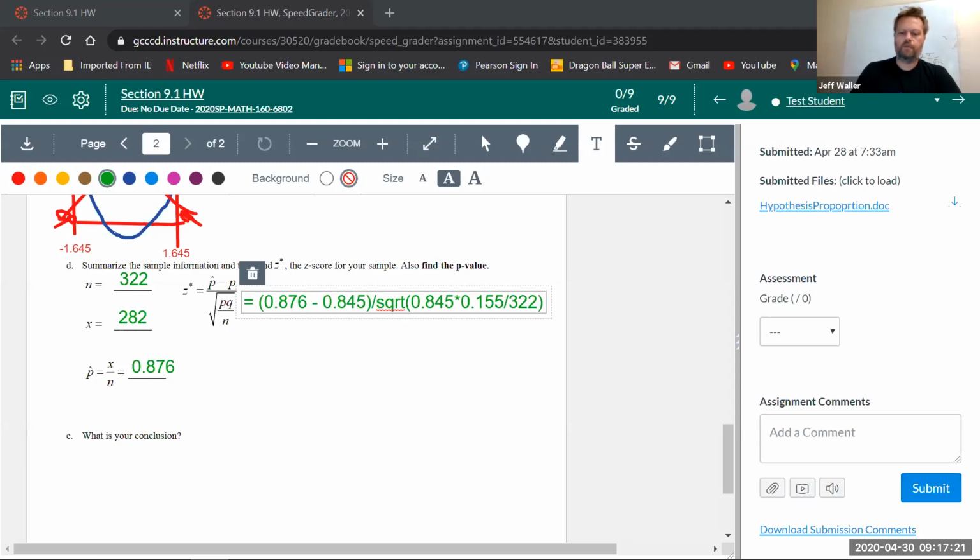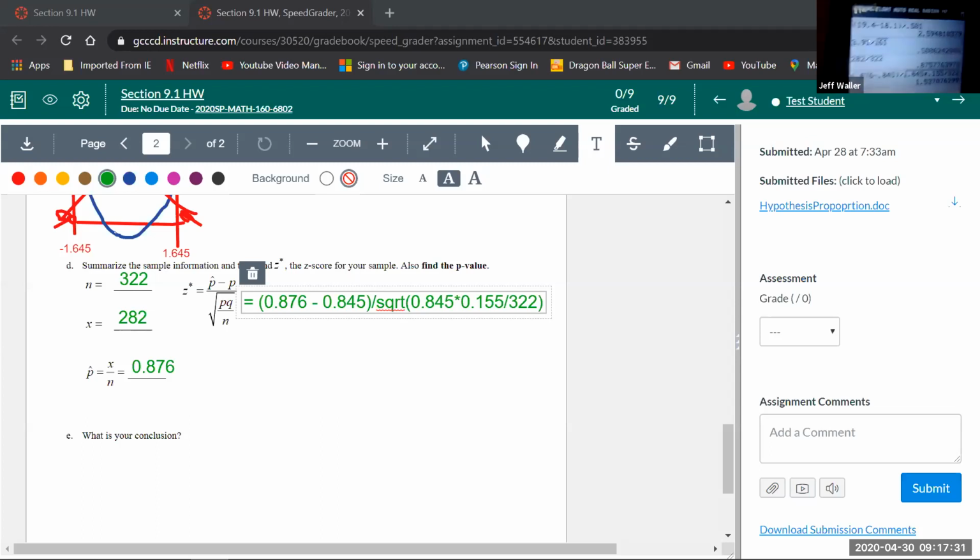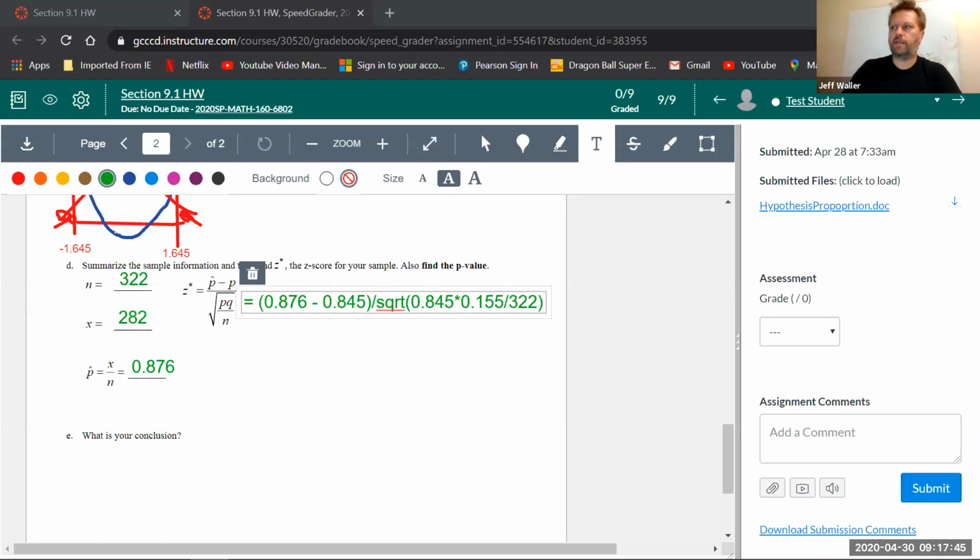All right, so anybody got that? I think I do. All right. So here's what it looks like in the calculator. You've got to make sure that the top is in parentheses, and you've got to make sure that all the stuff is under the square root. I agree with you: 1.54. That's z star.